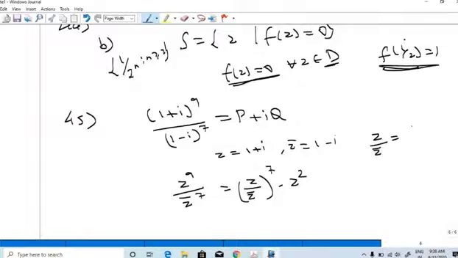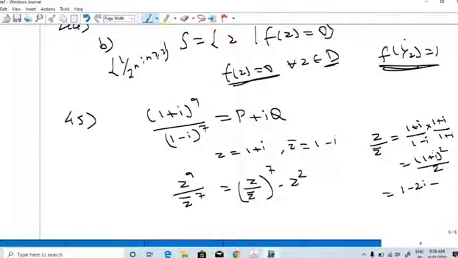So what is z by z bar? (1 plus i) by (1 minus i). Now multiply by 1 plus i on both numerator and denominator. In the numerator, we get (1 plus i) whole square, and in the denominator, a plus b times a minus b gives a square plus b square, we get 2. If you expand this, 1 square minus 2ab plus b square, b is i, therefore i square is minus 1. Therefore, this 1 cancels, and this is 2i, divided by 2. Therefore, the 2s cancel, and we get i. Therefore, this value is nothing but i power 7.